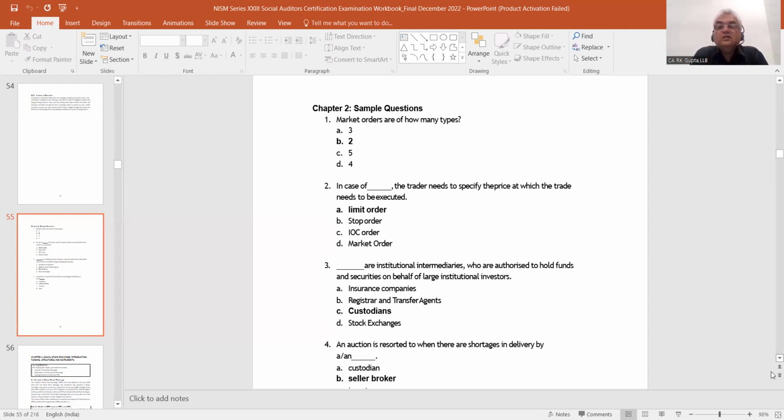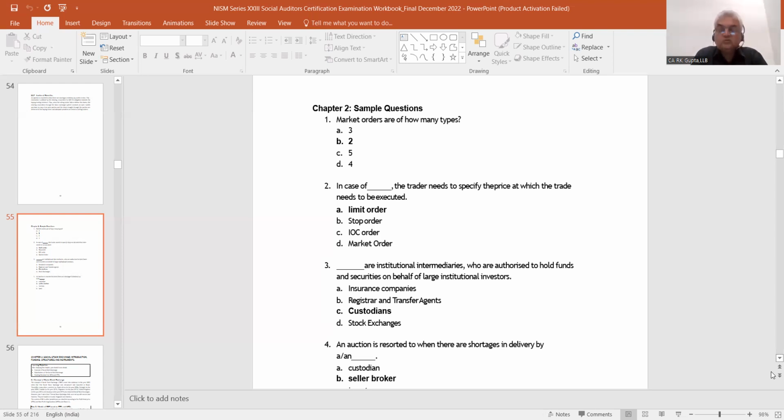In case of limit order, the trader needs to specify the price at which the trade needs to be executed. In case of limit order, as we have already seen, which is given on page number 48, it says that limit order is when the trader sets the entry or exit price and then aims to buy at or below the market price or sell at or above it. The trader needs to specify the price. Reaching these limits or targets is not always possible, and sometimes the orders do not go through. So limit orders are very common for online traders.